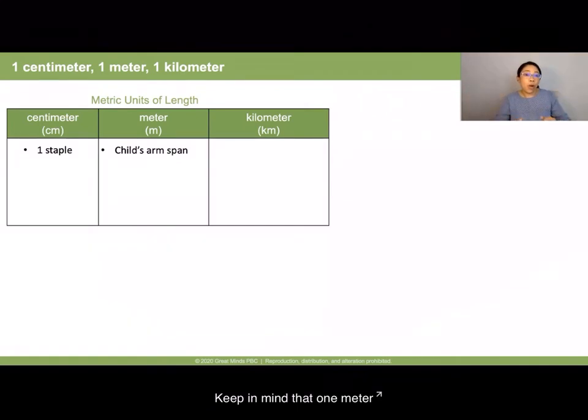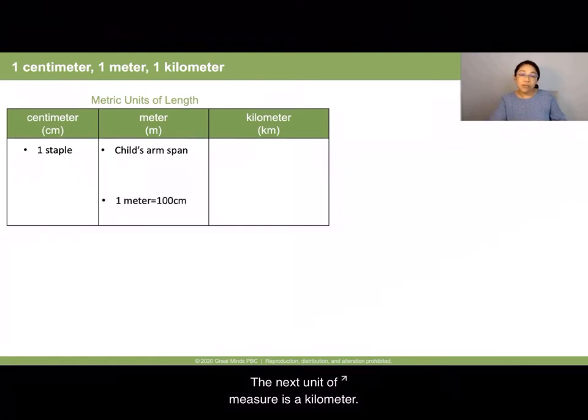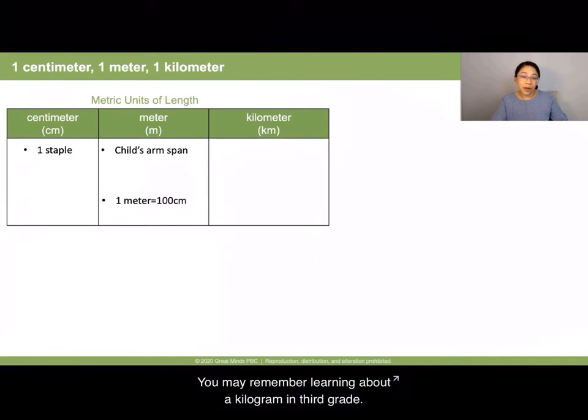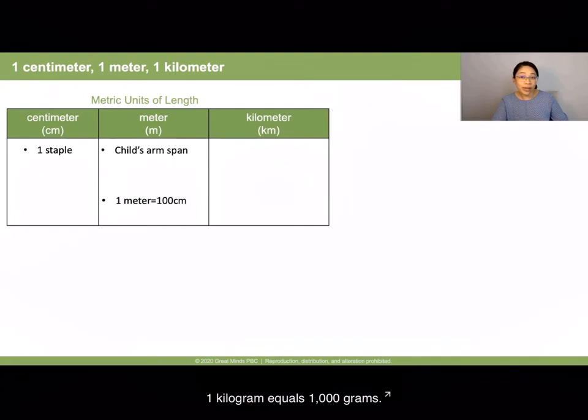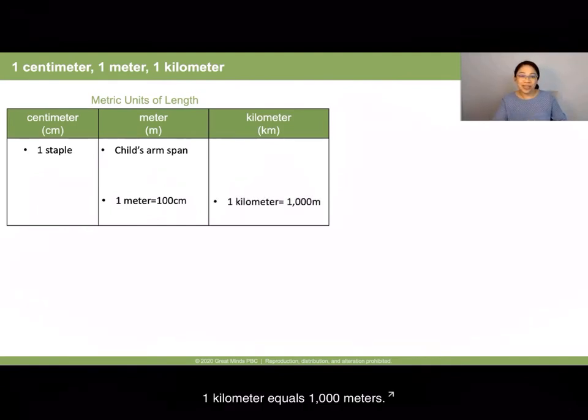Keep in mind that 1 meter is also equal to 100 centimeters. The next unit of measure is a kilometer. Have you heard of the prefix kilo before? You may remember learning about a kilogram in 3rd grade. 1 kilogram equals 1,000 grams. So 1 kilometer equals how many meters? 1 kilometer equals 1,000 meters.